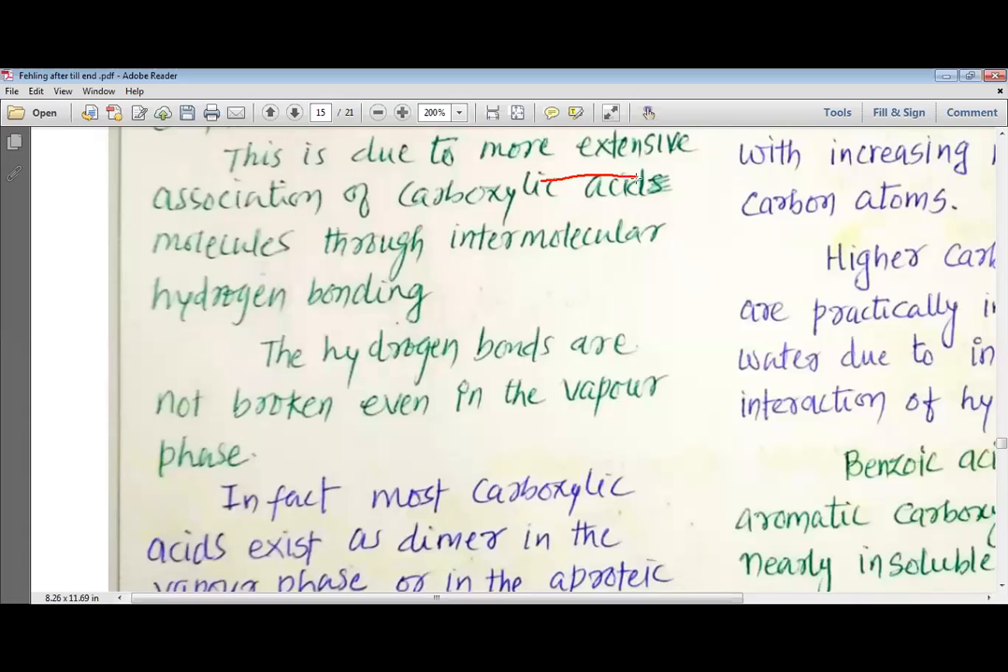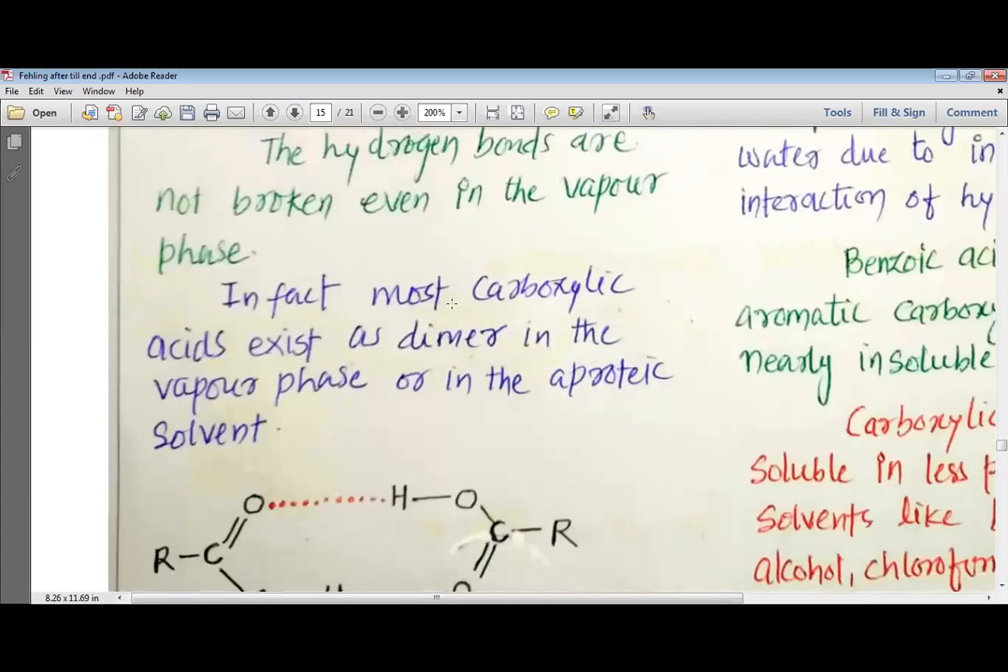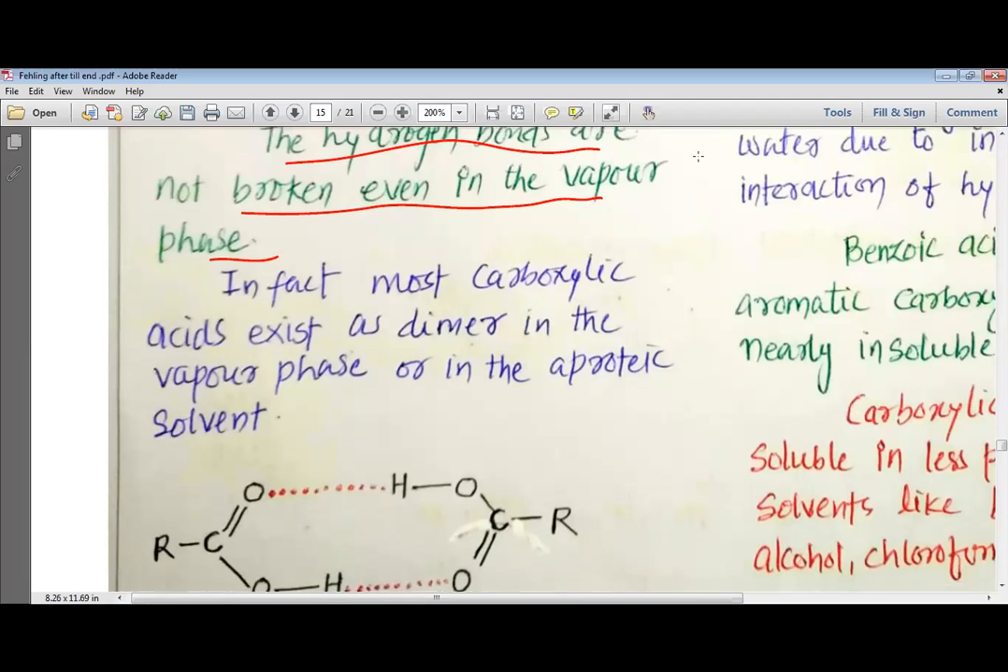This is due to the more extensive association of carboxylic acid molecules through intermolecular hydrogen bonding. So these carboxylic acids have intermolecular hydrogen bonding, and due to this the carboxylic acids are associated, and this association makes their boiling and melting points a little higher than expected. The hydrogen bonds are not broken even in the vapor phase. So even if you heat them and let them go into the vapor phase, the hydrogen bonding between the carboxylic acid molecules is not broken and is found even in their vapor state.